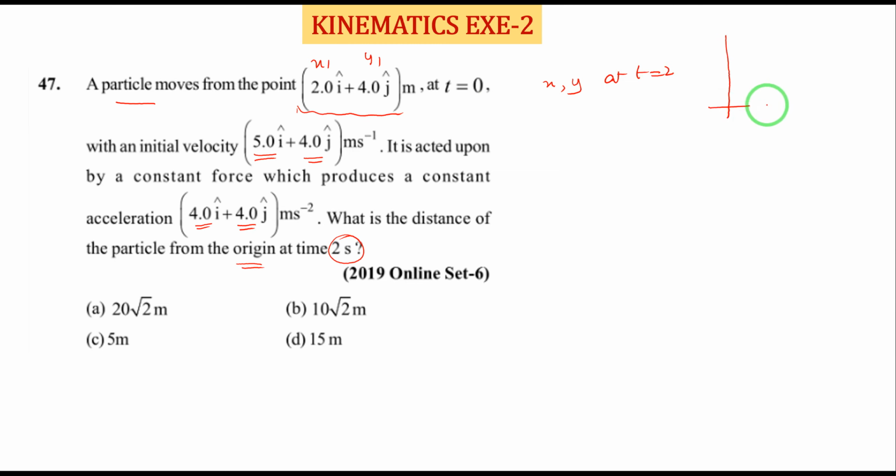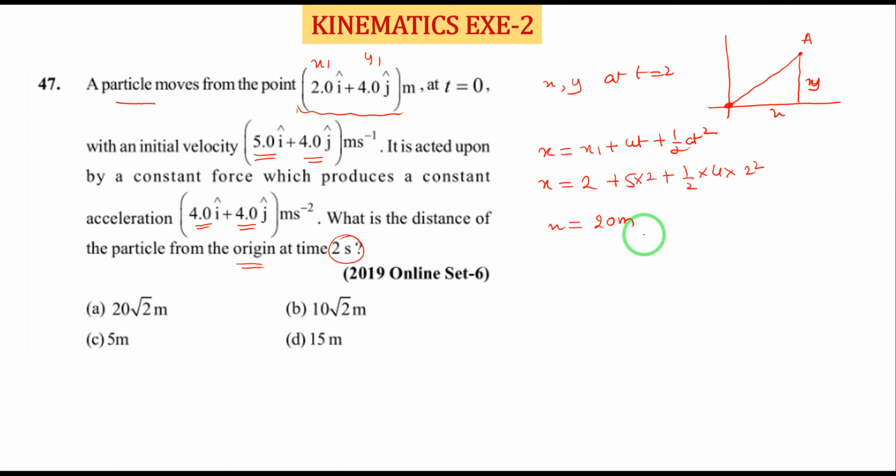Say this is your xy axis, so this will be the origin here, and the point we find will be a point A. Then this is the distance we have to find, which we will obtain by using Pythagoras theorem, right? So first calculate x and y. What formula will we be using on the x axis? We will be using x equals x1 plus ut plus half at square, right? X1 is the initial position, and after solving we get 20 meter. Okay, this is 10, this is 2, 12, and this is your 8. So 12 plus 8, 20.